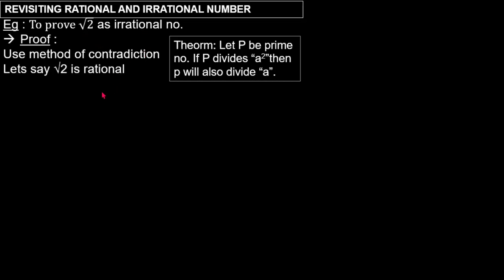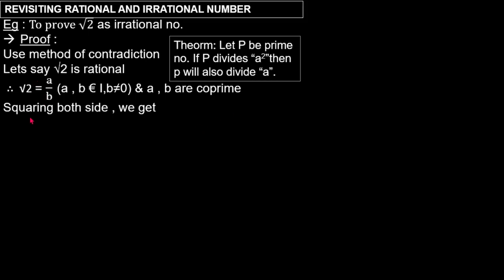Now, from the definition of a rational number, we can write root 2 as a by b, or p by q. Let's write a by b, where a, b belong to integers and b is not equal to 0. And a and b are co-prime numbers, that is, they have only 1 as their HCF, so that they are in simplest form. Let us square both sides. So this becomes 2, and this becomes a square by b square. Now let us arrange it: a square by 2 equals b square.